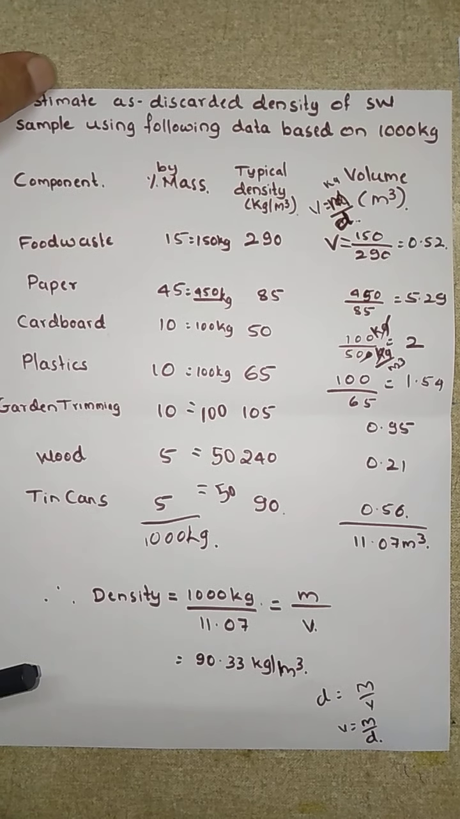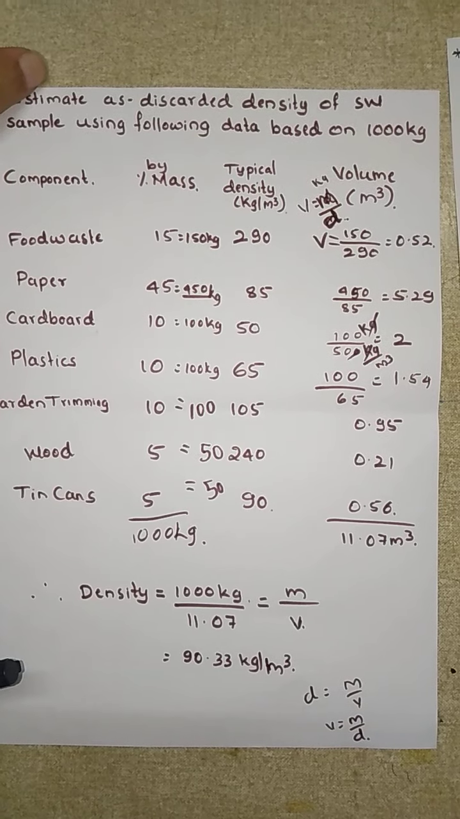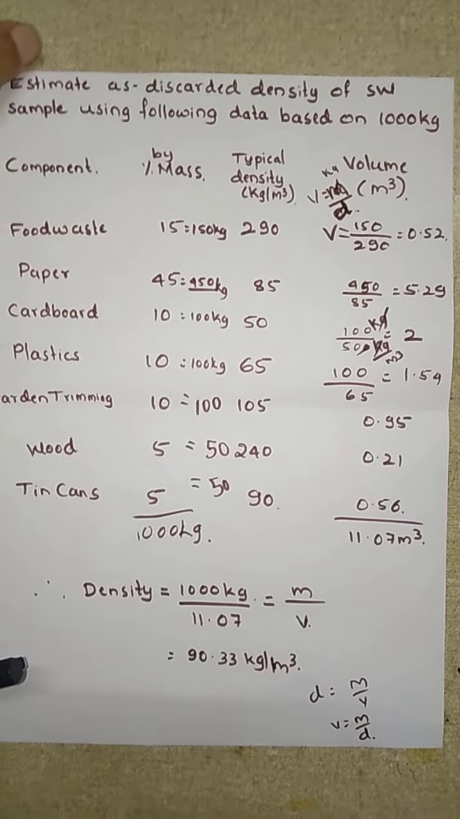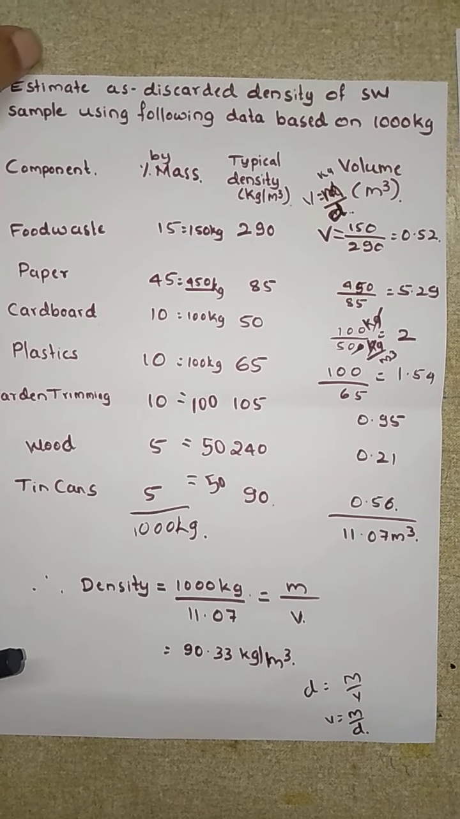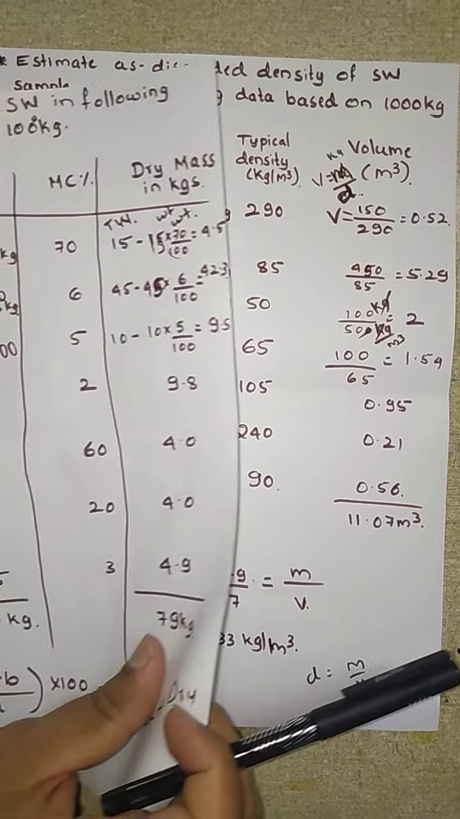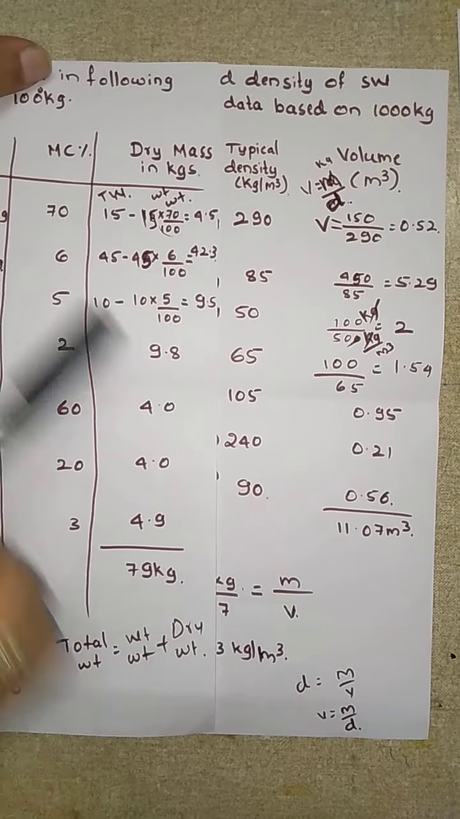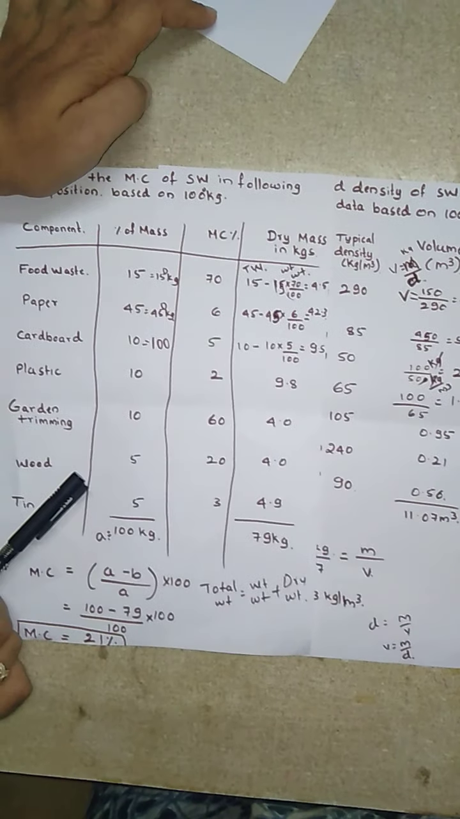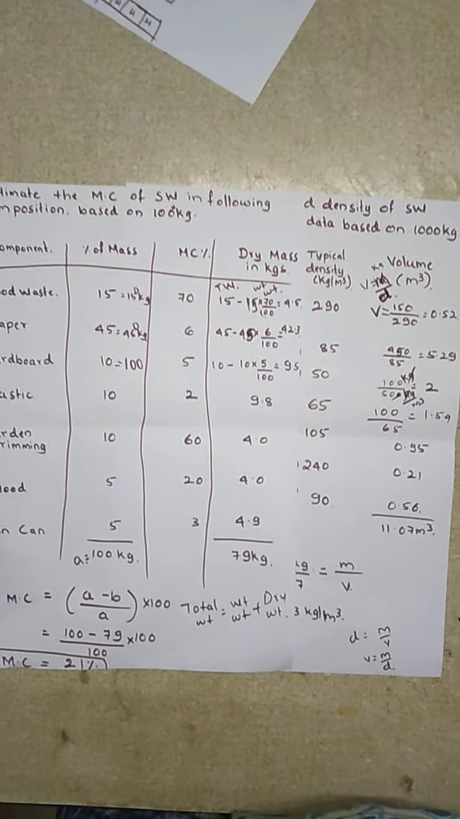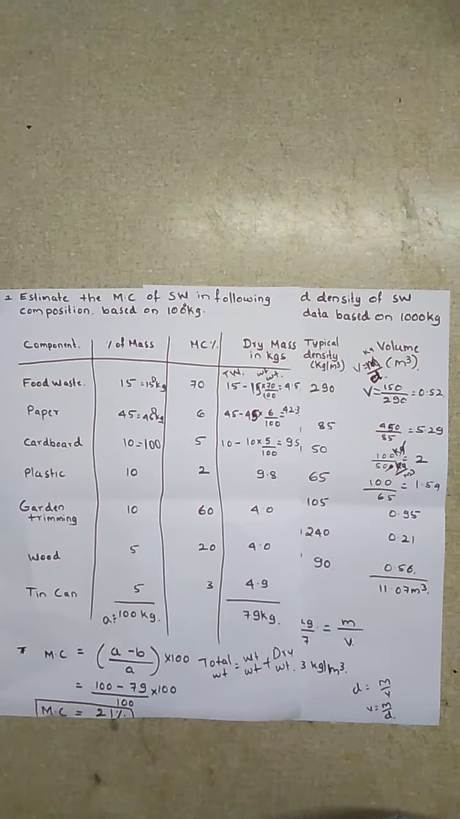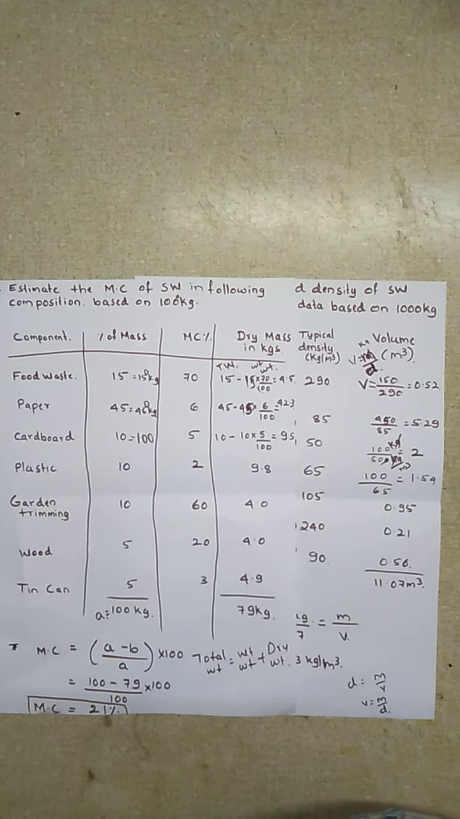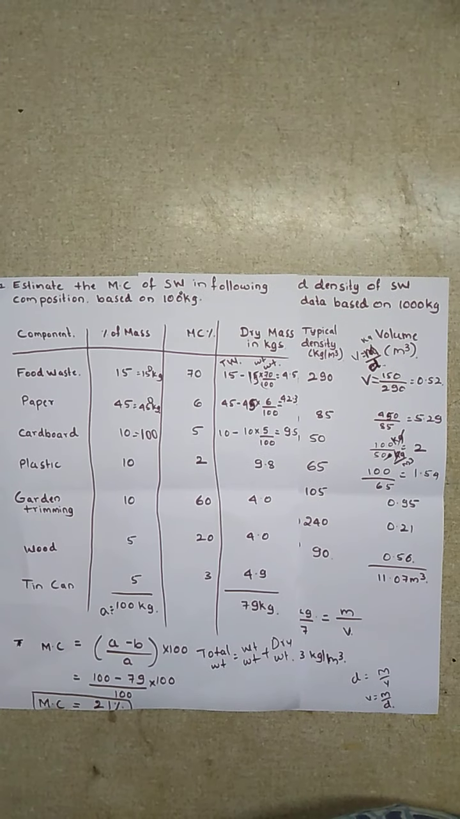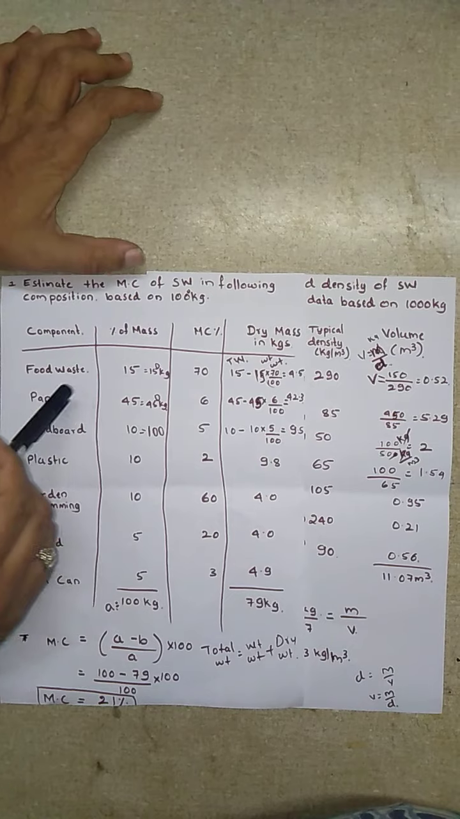But in your examination, they may ask the same problem by taking a 100 kg basis, giving you the moisture content and density. The moisture content and density will be given to you in the same problem, and they might ask you to determine the moisture content and density for a 100 kg basis or for a 1000 kg basis.